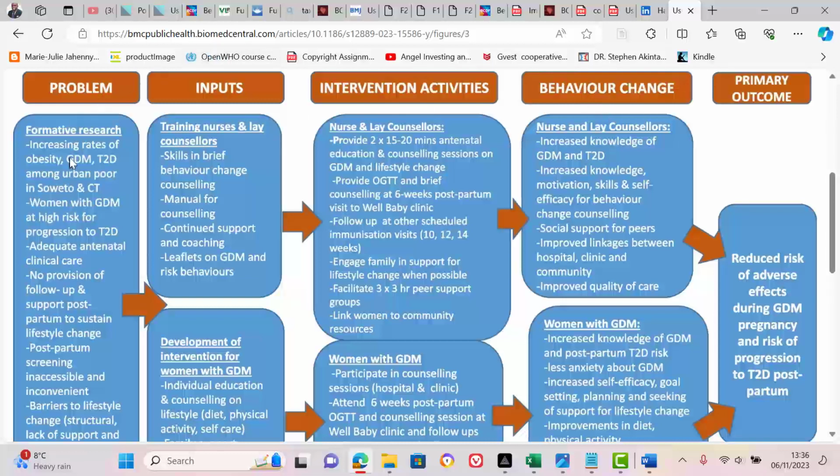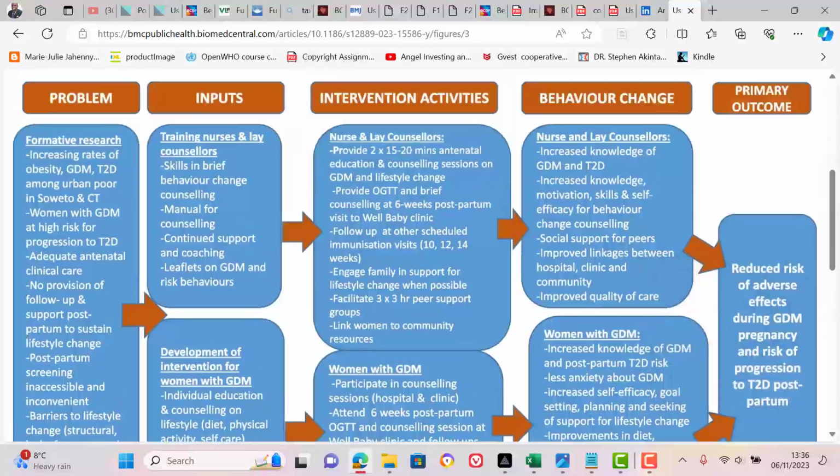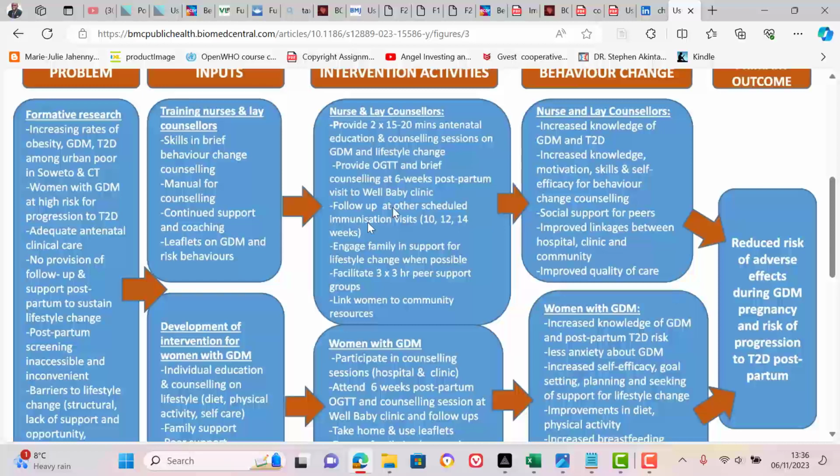Okay, so the problem here is the rates of obesity, GDM, and type 2 diabetes are rising in the target population. The women have a higher risk. There is no provision of follow-up and support postpartum. Postpartum screenings are not accessible and they are inconvenient, and then they also have barriers to lifestyle change. They have misconceptions. All right. So these are the problems that we have identified after doing all this. So what do we do to solve the problem?